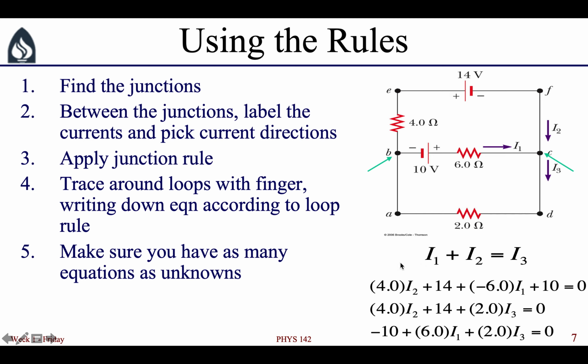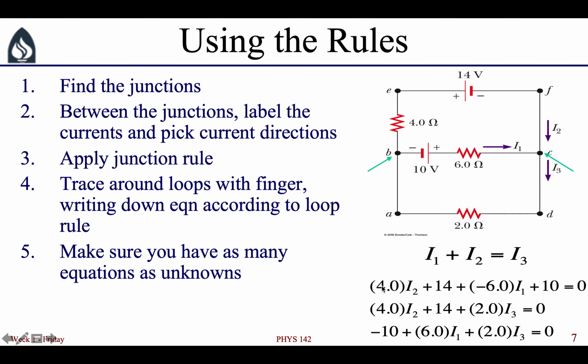Now, if we were solving this problem, we would write down one junction rule equation, and then 2 of these 3 loop equations, and it doesn't matter which 2. We have 3 unknowns, so we need 3 equations, but we would not just write down 3 loop rule equations and then solve them, because it turns out that one of these 3 is redundant. It's not linearly independent of the other 2, which just means you could do math with the other 2 to come up with the third one. It doesn't add additional information.